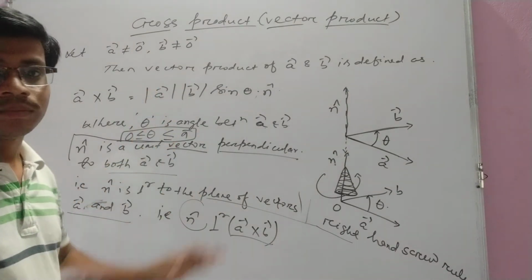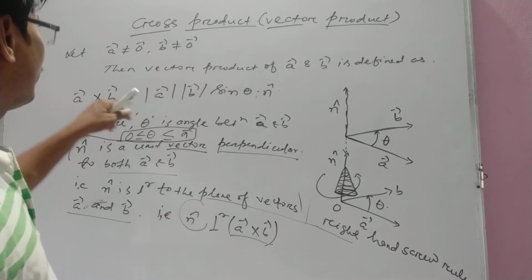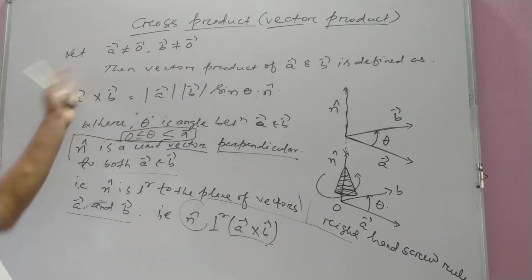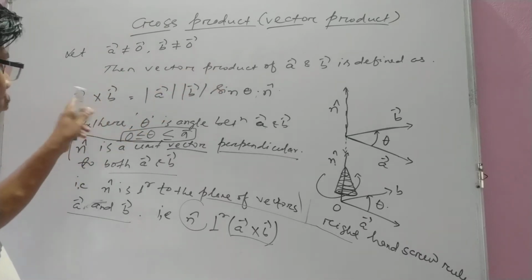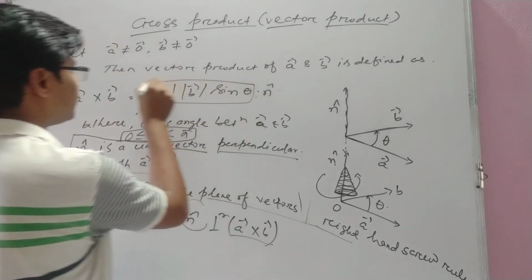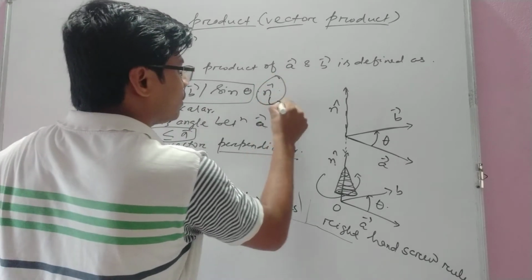This is the simple basic idea about the cross product, or why we say this is cross product, because we use the symbol cross. Why do we say this is vector product? Because the resultant of the cross product of two vectors is a vector, because this is the magnitude, which is a scalar. Okay, this represents the direction.